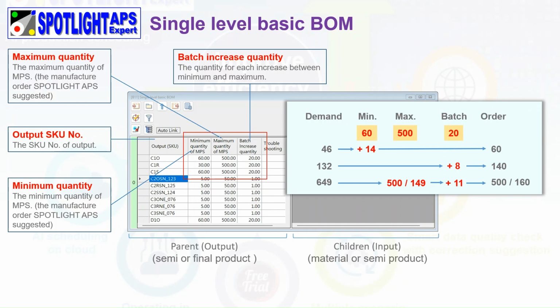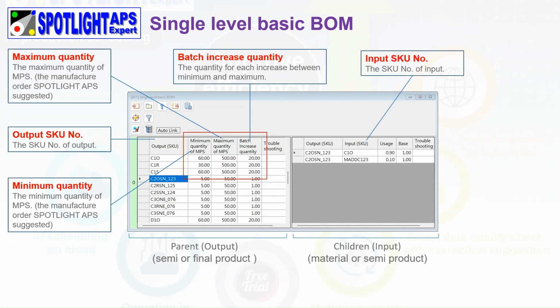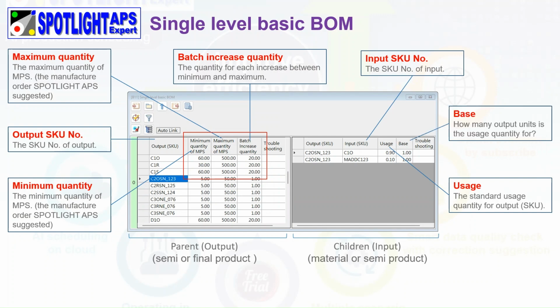There is an exception. If you import work order data to SPOTLIGHT APS, these 3 parameters will be ignored. The system will create manufacture orders by the quantity you import. Field input SKU number: it's the SKU number for input material or semi-product. Field usage: the standard usage quantity for the input SKU number. Field base: how many output units is the usage quantity for? If you input a box for 4 pieces of output product, this field will be 4.